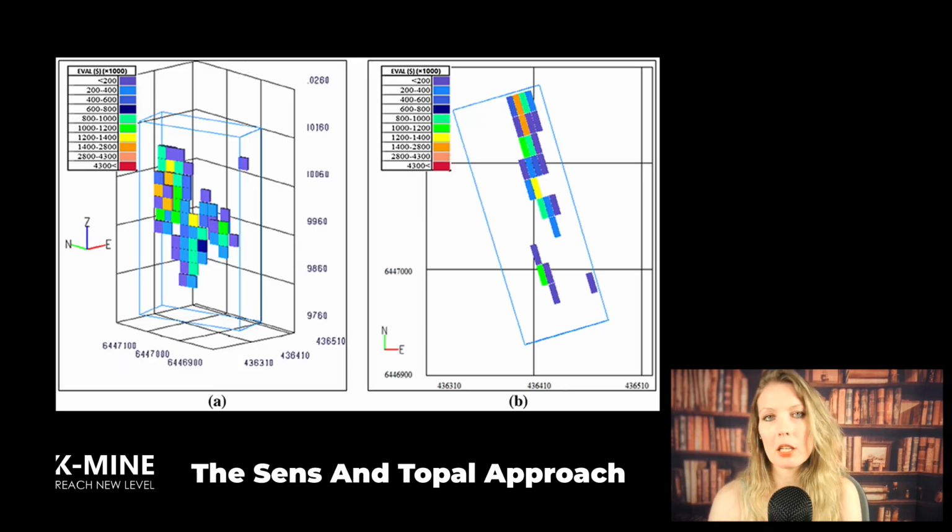The next approach we're going to be talking about is the Sens and Topal approach. This stope boundary optimization method consists of three stages: block conversion, optimization, and then visualization. In the first stage, the deposit model is converted into a standardized block model with uniform element sizes. Then, based on this model, the optimization process analyzes all possible stope configurations. A table is created containing data on potential stopes and their economic parameters, after which the algorithm selects the most profitable stopes while eliminating redundant and overlapping blocks.